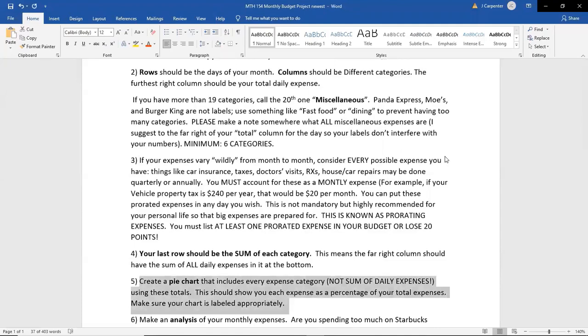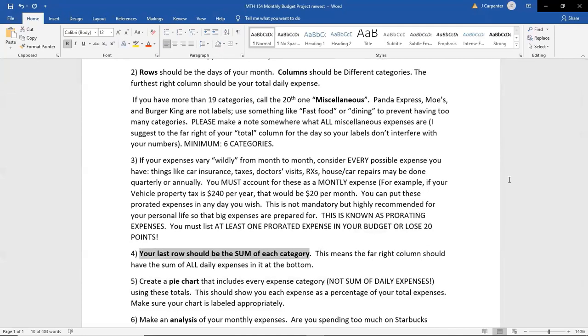So your pie chart should just be based on the categories using the totals from part 4. In other words, you will create your pie chart based off of the last row, which is the sum of each category. So your pie chart is only based off of a single row, the last row, and it's the sum of each category. That way you'll have a slice for groceries, a slice for cell phone bill, a slice for rent, and a slice for, again, however you're labeling your categories.